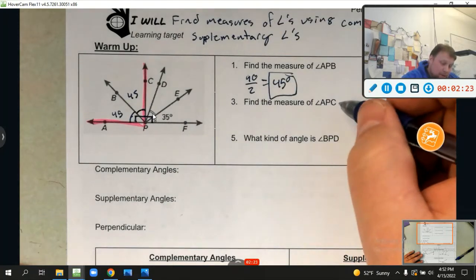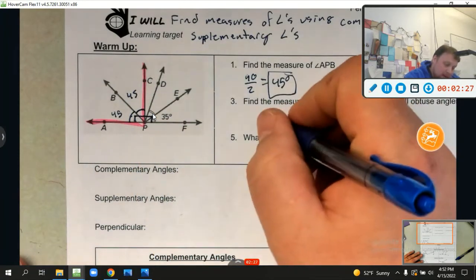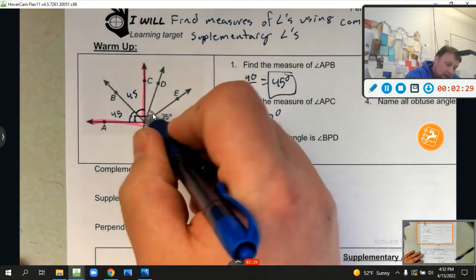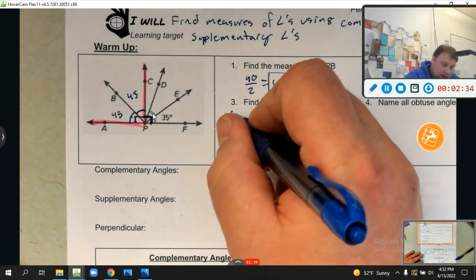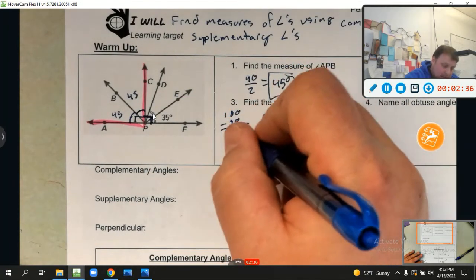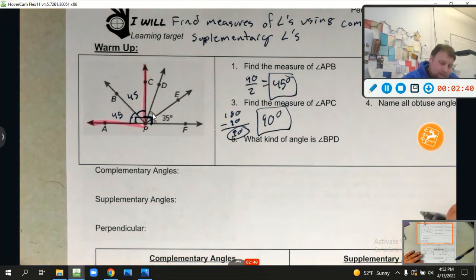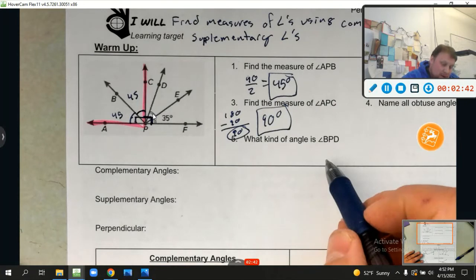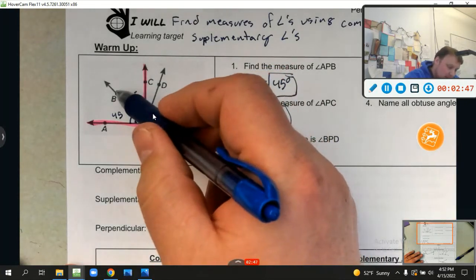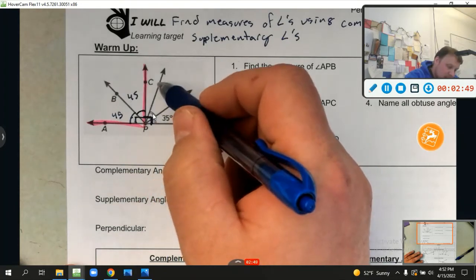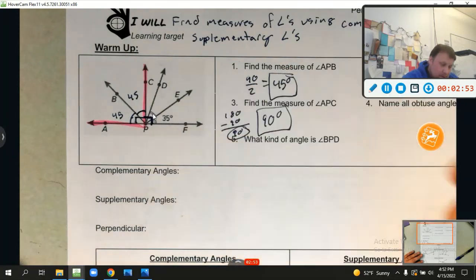All right, find the measure of angle APC. Probably should have done that first. Angle APC is 90 degrees. How do we know that? Again, this is 90 degrees, and since the whole thing's 180, 180 minus 90 equals 90. So that's how we get 90 degrees. What kind of angle is angle BPD? Let's see. I would say acute. It's less than 90 degrees, which we can prove in a minute.